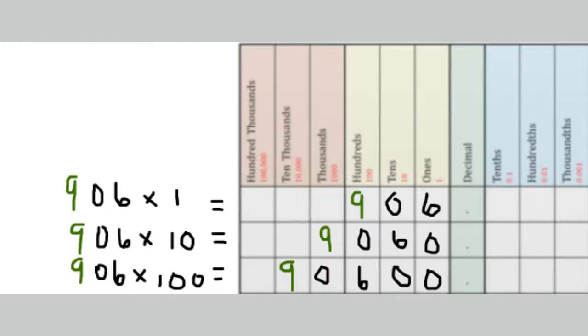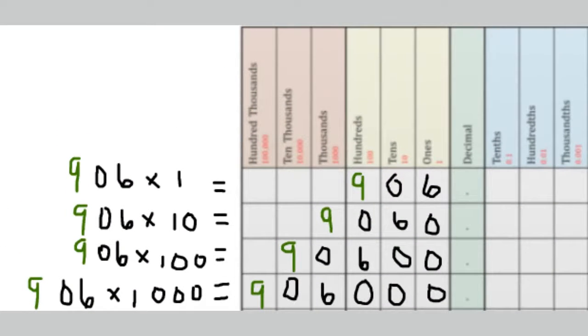Our next problem is 906 times 1,000. I want you to guess before I show the next frame. What do you think our answer is going to be? On what place value is the 9 going to be now? Well, if you said the hundred thousands place, you're spot on, because 906 times 1,000 is 906,000. And if you notice, our 9 has now shifted to the hundred thousands place. So from our original problem, 906 times 1, our 9 has shifted over 3 place values to the left.